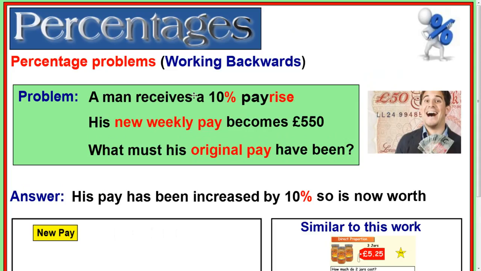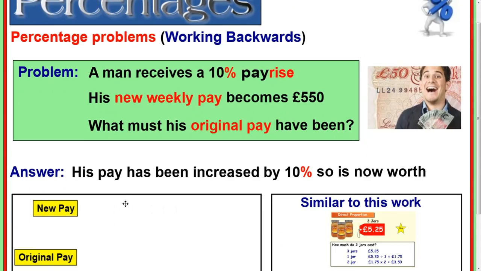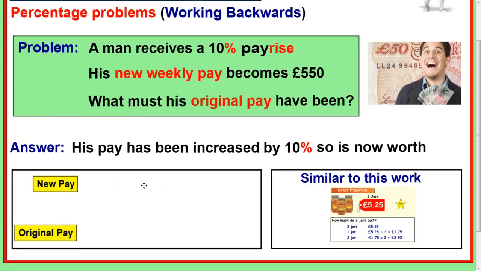Okay, so how do you do this then? So the same problem, a man receives 10% pay rise, his new weekly pay becomes £550. What was the original pay? Well, the way to think of this is, if he gets a 10% increase, what he's getting now comparatively to his original pay is 110%. So his pay for the £550 is worth 110%, and we set that out like this. 110% is 550.